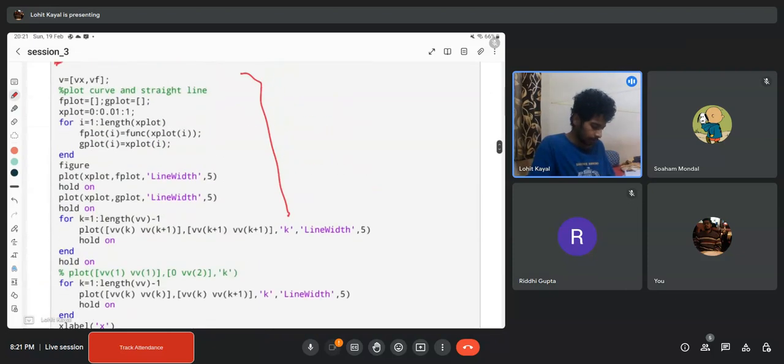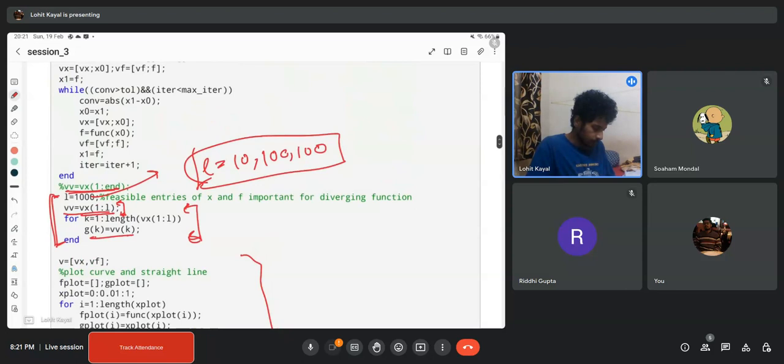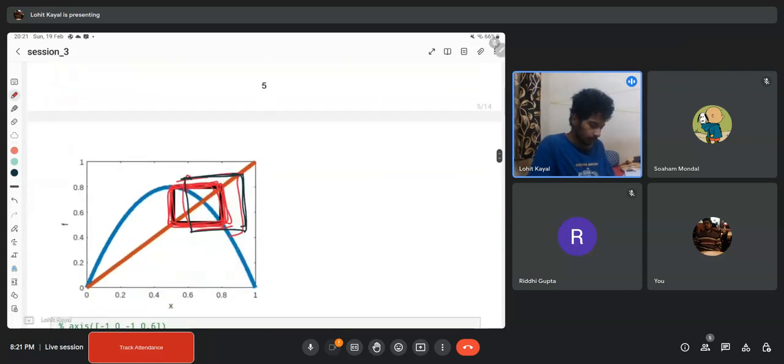Here I have taken my L to be 1000. This is probably for r equal to 3.2. Yeah, so here I have taken my L to be 1000, and I am getting this plot. It is just a 2-point stability.